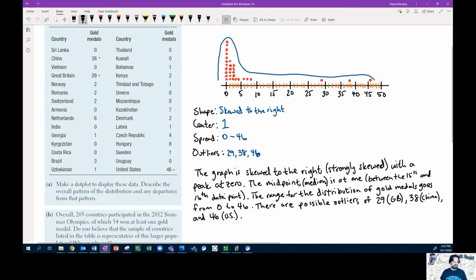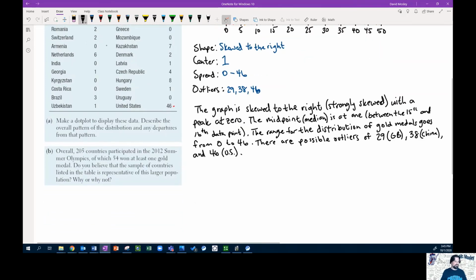Next, question B wants us to answer: overall 205 countries participated in the 2012 Summer Olympics, of which 54 won at least 1 gold. Do you believe that the sample of countries listed in the table is representative of this larger population? Why or why not?